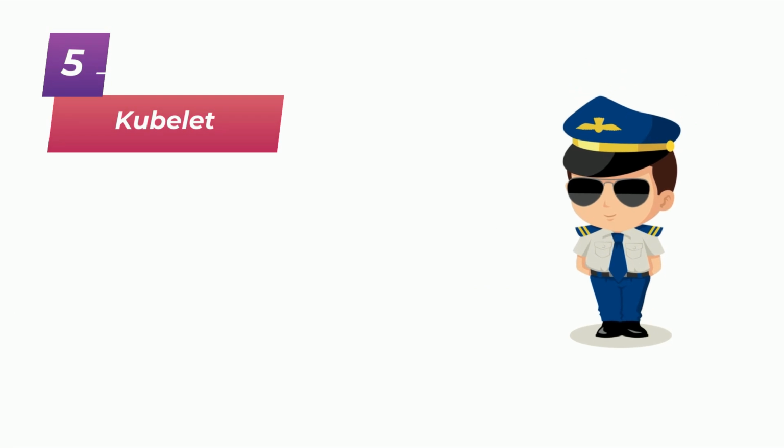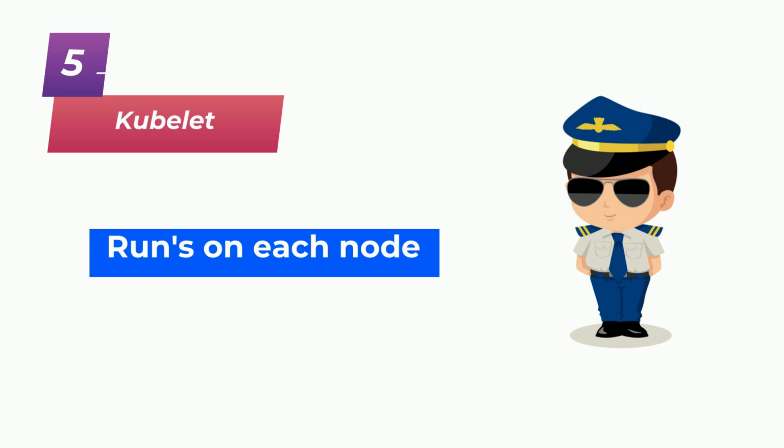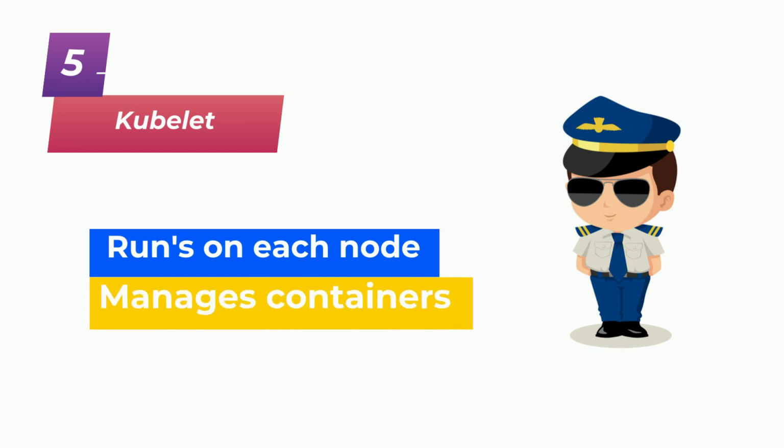Each flight has a pilot, and it listens to the instructions forwarded by the air traffic control tower. Kubernetes also has an agent which runs on each node in a cluster. It is called Kubelet. Kubelet listens for instructions from the Kube API server and deploys and destroys containers on the node as required. The Kube API server periodically fetches the status report from the Kubelet to monitor the status of the nodes and containers. This means the Kubelet manages the containers on the nodes.